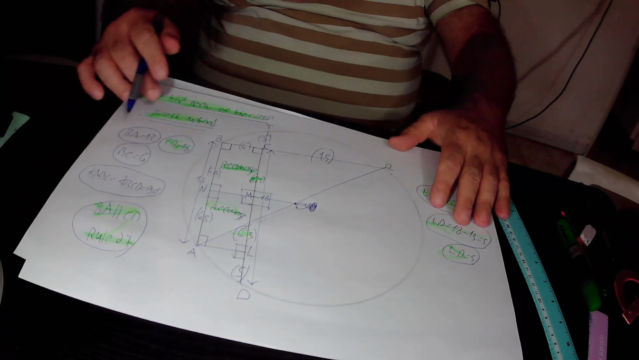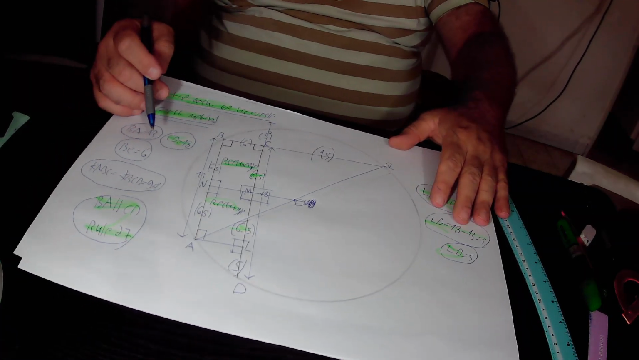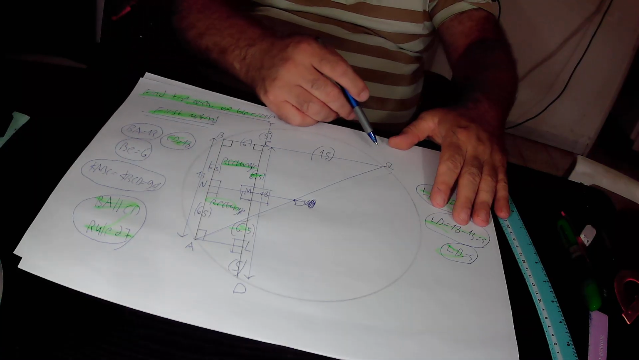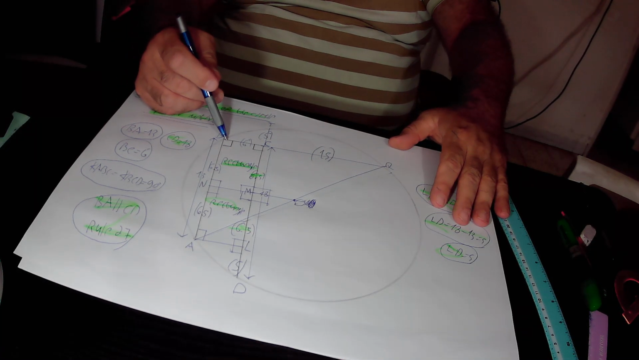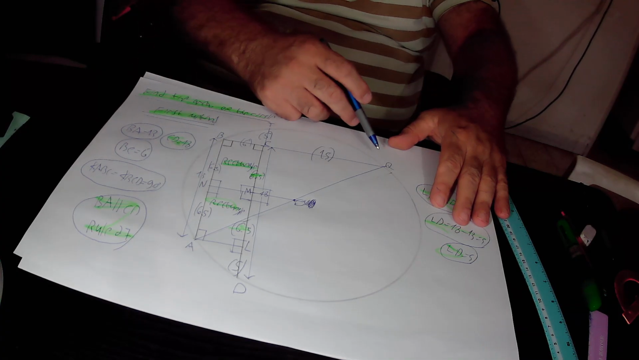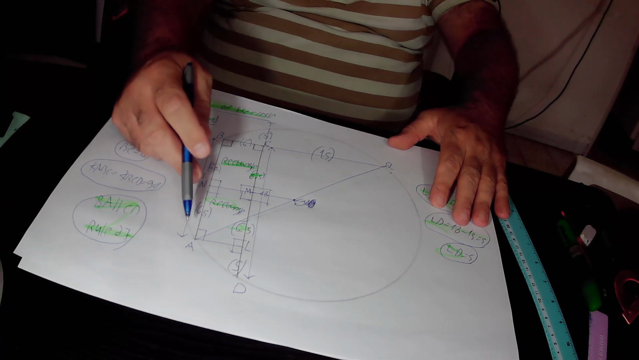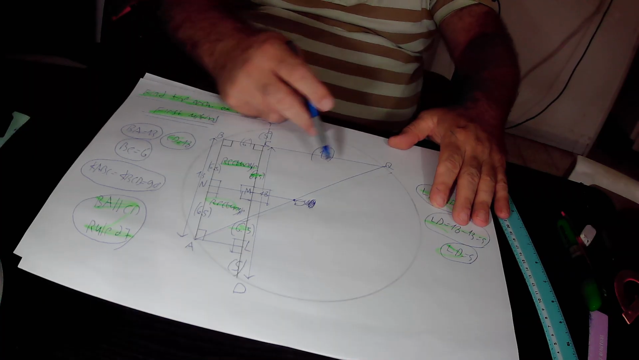By doing this construction, we actually render the peripheral angle ABQ. This is peripheral angle ABQ, that is equal to 90 degrees in its size, and peripheral angle ABQ subtends on chord QA.